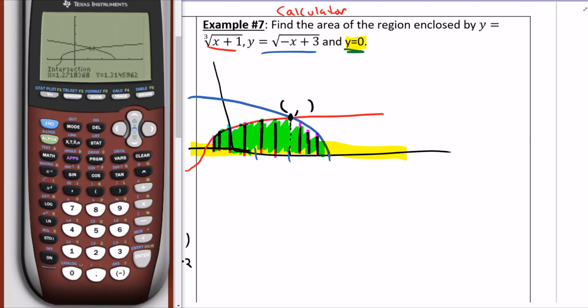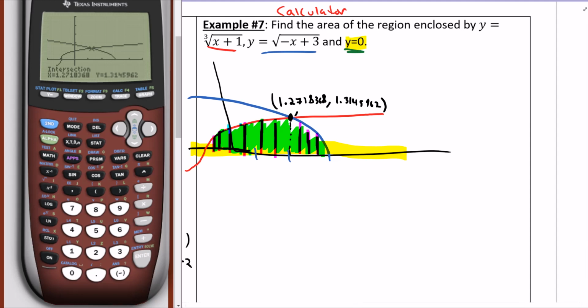That point of intersection is, I'm going to need some more space. And we need at least 3 decimal places here. You really don't want to round in the beginning either, because then you lose some accuracy. It's 1.2718368, comma 1.3145962. I'm just going to write them all out because I want to be very precise with this. I don't want to lose any information.